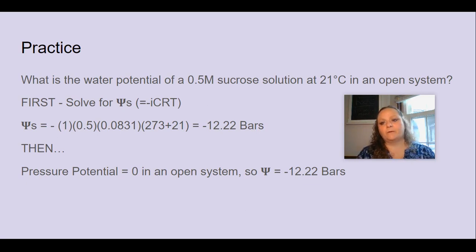Then we need to remember that this is in an open system. So the pressure potential equals 0 in an open system. So in this case, our water potential is going to be a negative 12.22 bars. So you don't need to memorize those, but just understand how to essentially plug and chug. Plug numbers that we've been given into that formula.